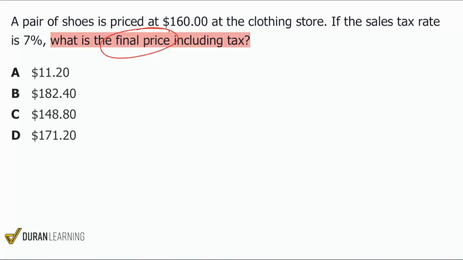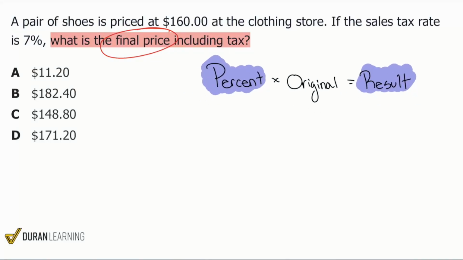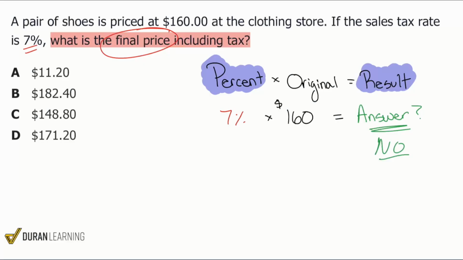So my party people, if we were to use our formula, the percent times the original equals the result, knowing how this formula works, is it enough if we apply the 7% sales tax right there? Is that enough? 7% times $160. Is that enough to get us our final answer, everybody? The answer to that question is no.